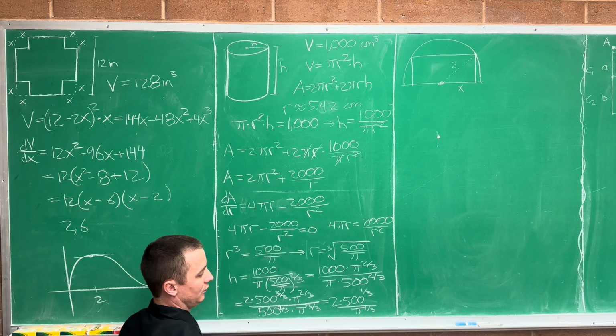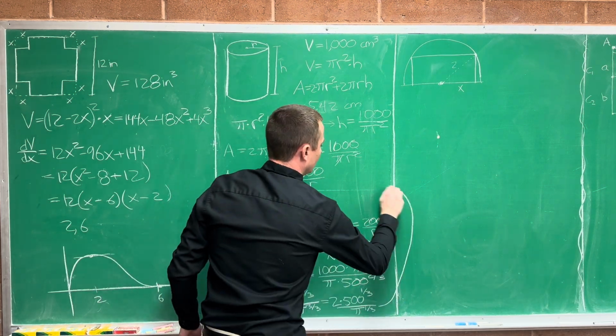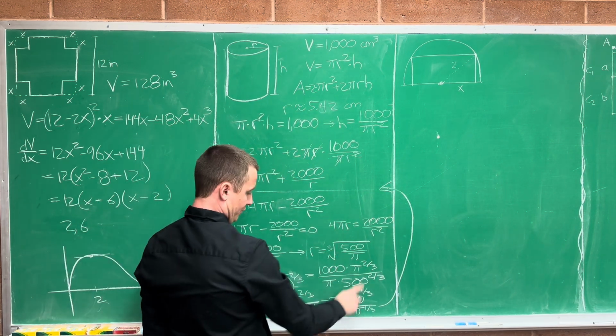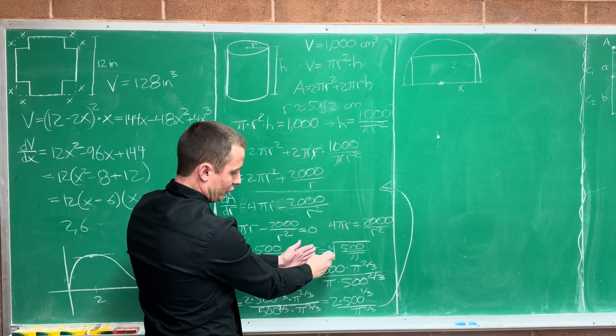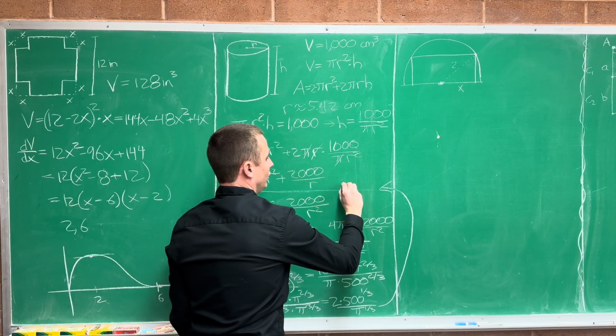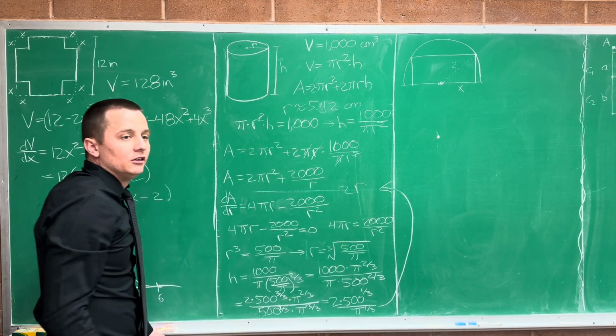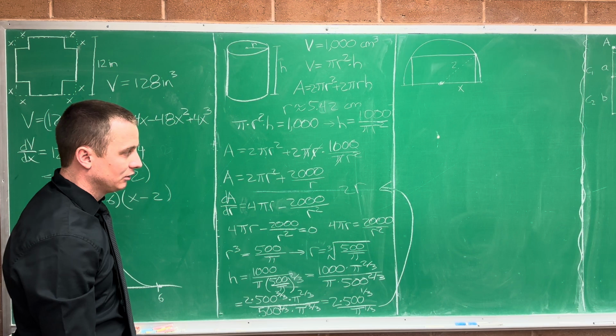Yeah. Which is the same thing as, we'll put it up here, this whole thing is just r. That's just the cubed root of 500 over pi. So it's 2r. So your height is exactly double your radius.